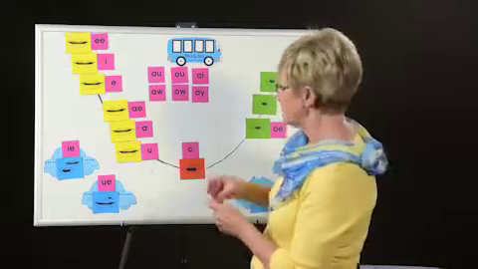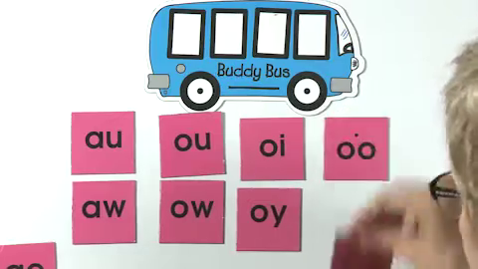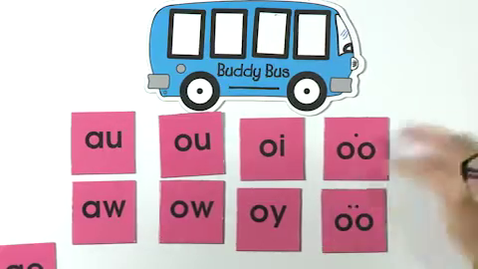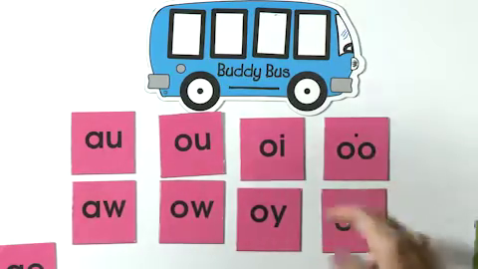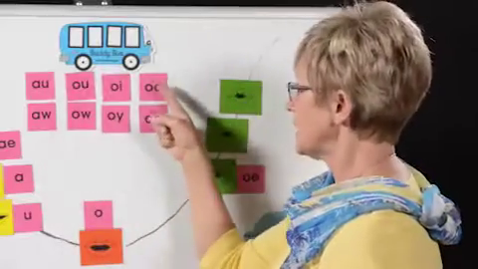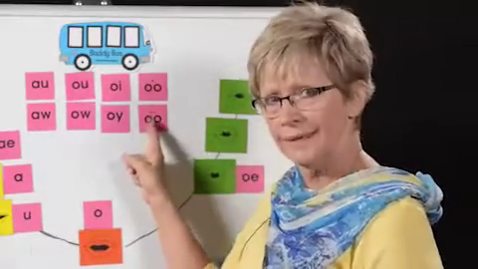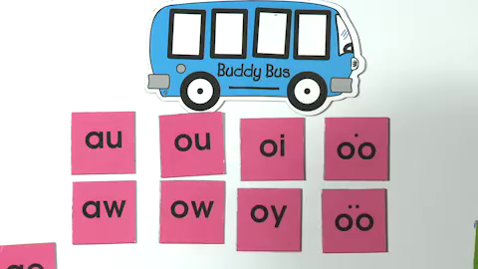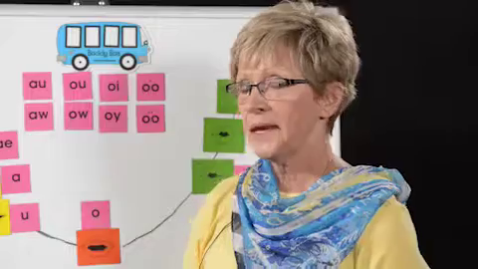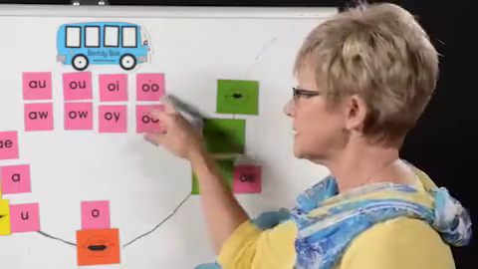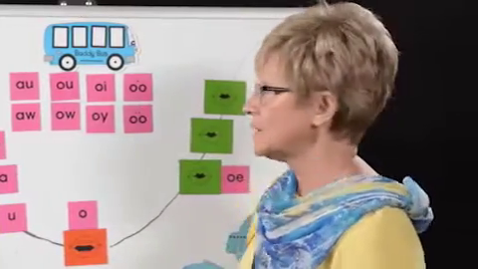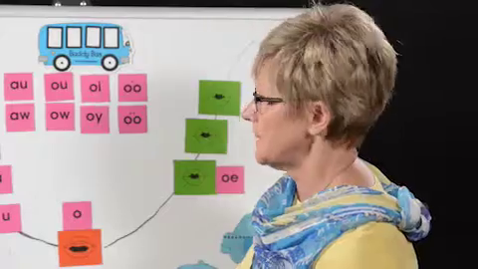This last set of vowels are a little different in that they make two different sounds. And that's why this has one dot and this has two. You don't need to remember those dots. They are simply reminding you that those have two different sounds. But they go together because they're both spelled the same. And so we will put them on our buddy bus.